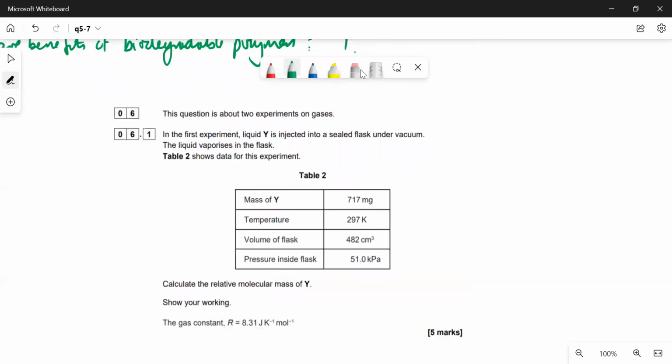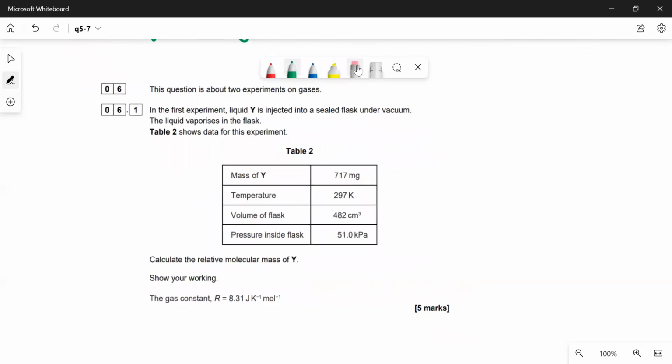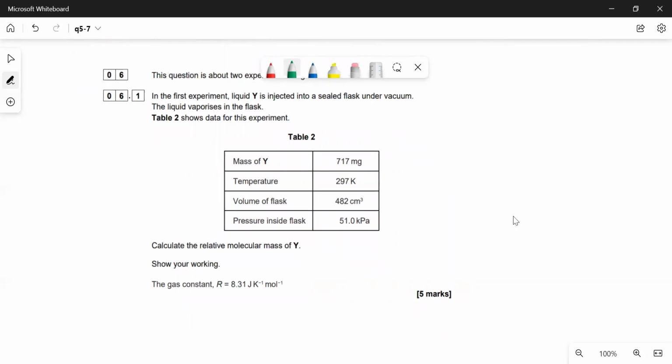Okay, question 6. I've got an ideal gas calculation here. In the first experiment, liquid X is injected into a sealed flask under vacuum. The liquid vaporizes and assumes a certain volume in a gas syringe. Calculate the relative molecular mass of X. So they give us the mass, they give us the temperature, they give the volume of the flask. Okay, so what we've got to do is use the ideal gas equation.